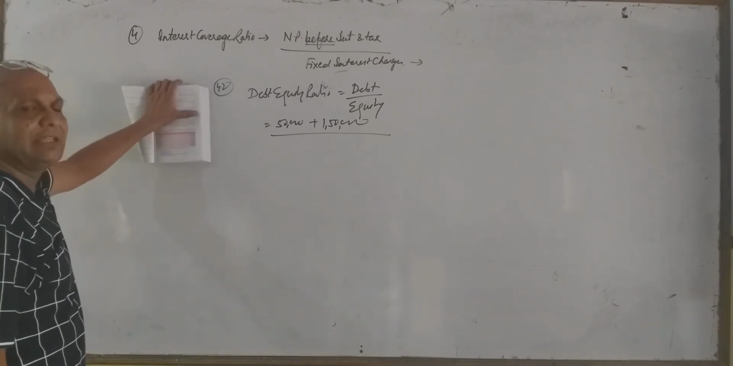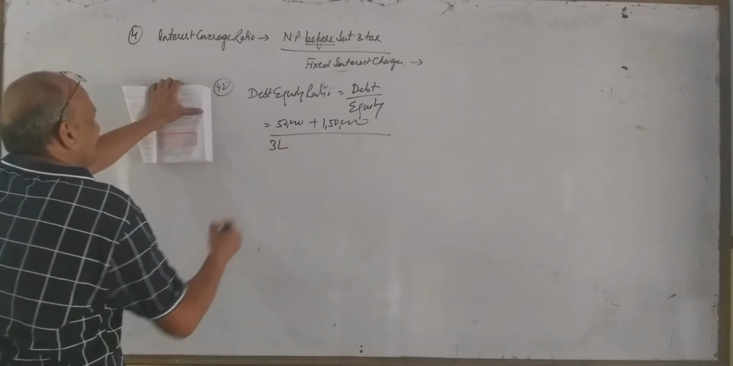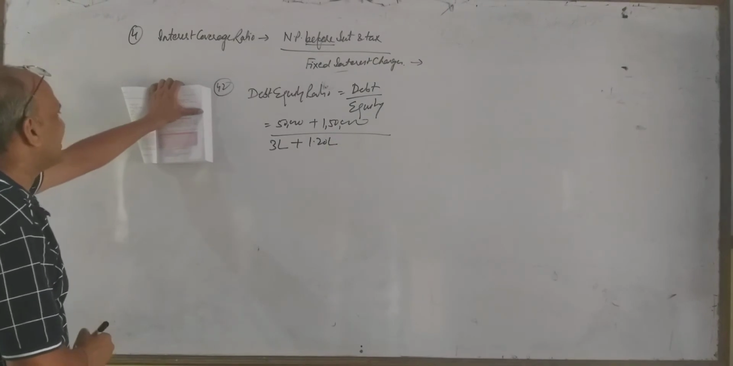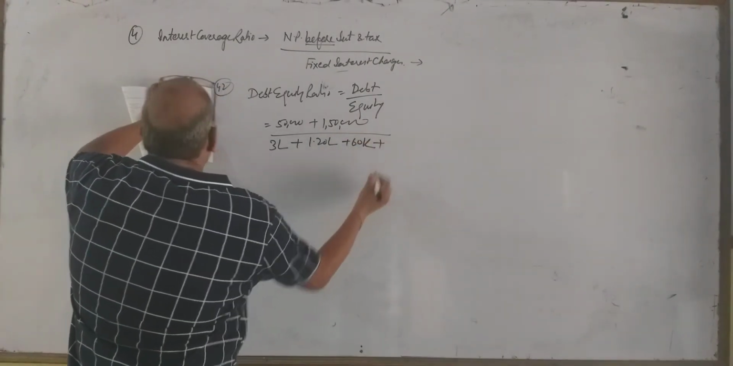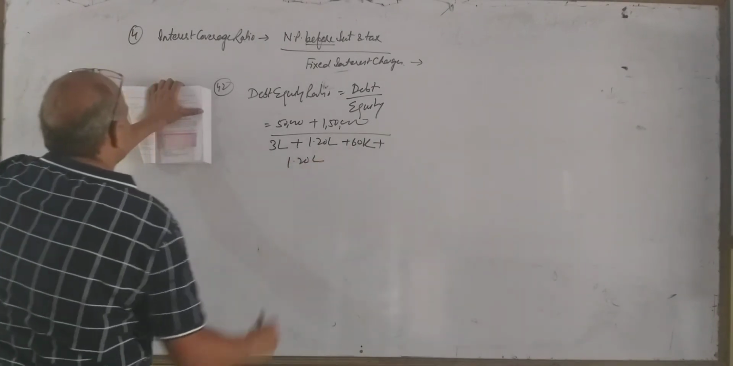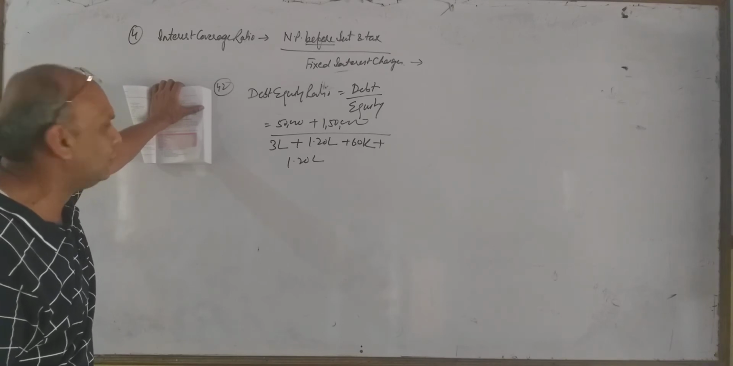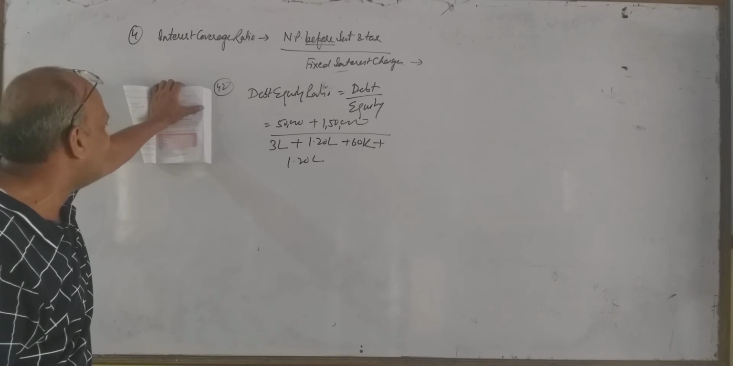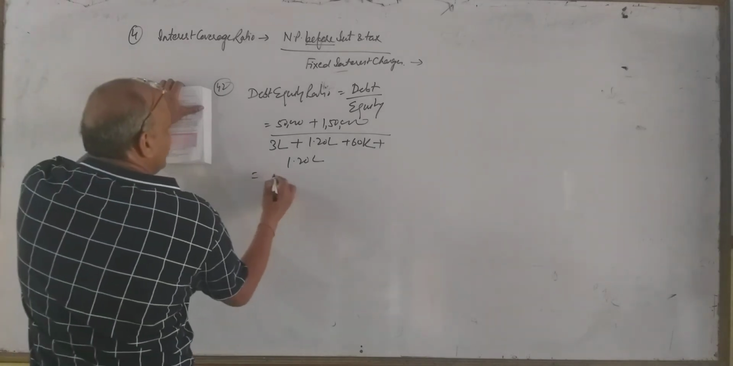Then equity, that is shareholder fund. We have given equity share capital 3 lakh plus preference share capital 1,20,000 rupees, plus capital reserve 60,000, then profit and loss 1,20,000. We don't have any other item related with equity or shareholder fund. The rest of the items are debenture, mortgage loan, current liability, non-current assets and current assets. Not a single item.